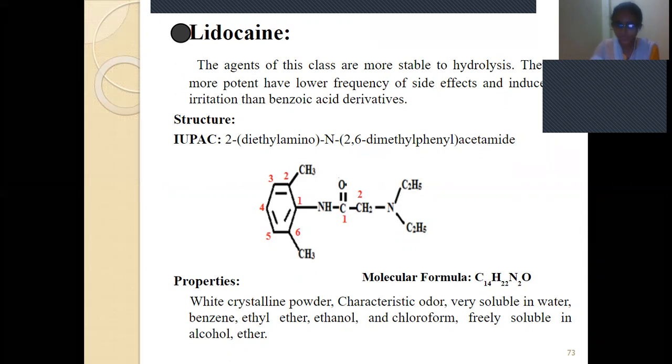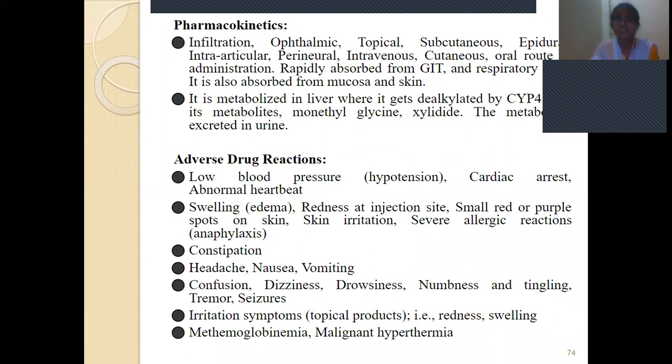Properties are: it is a white crystalline powder with a characteristic odor, and it is very slightly soluble in water, and freely soluble in alcohol, ether and chloroform. Pharmacokinetics: the routes of administration are infiltration, ophthalmic and topical, subcutaneous, intra-articular, intravenous, cutaneous and oral. It is rapidly absorbed from the gastrointestinal tract and respiratory tract, and it is also absorbed from the skin and the mucosa.